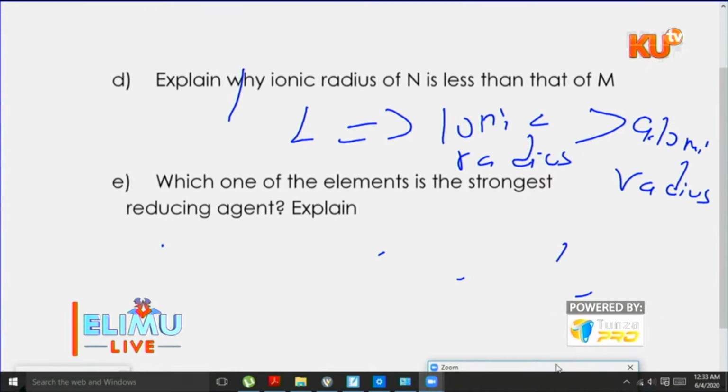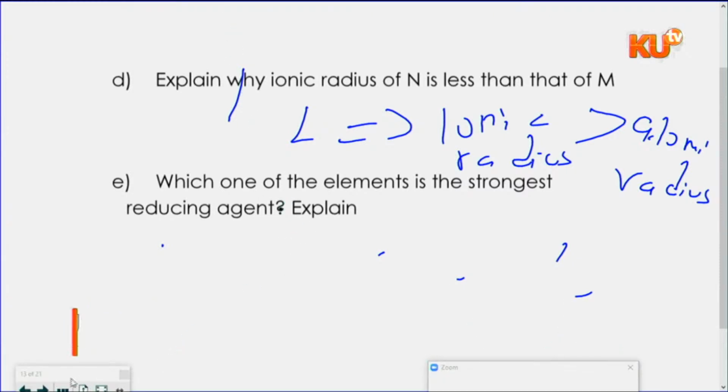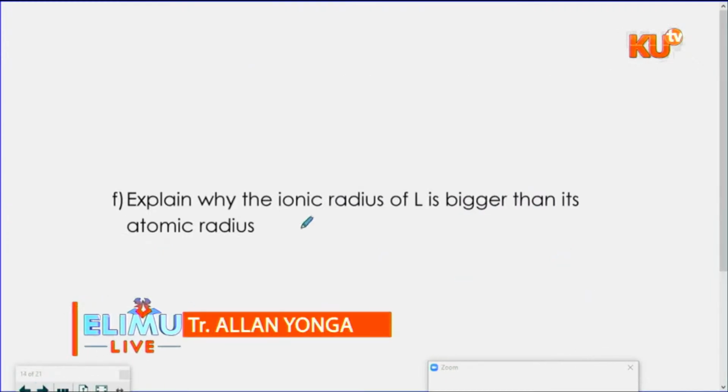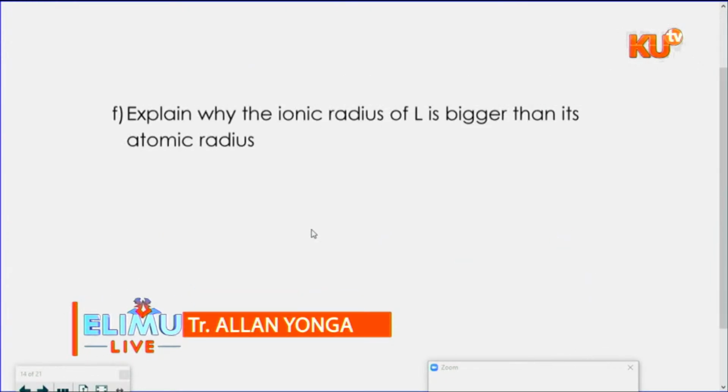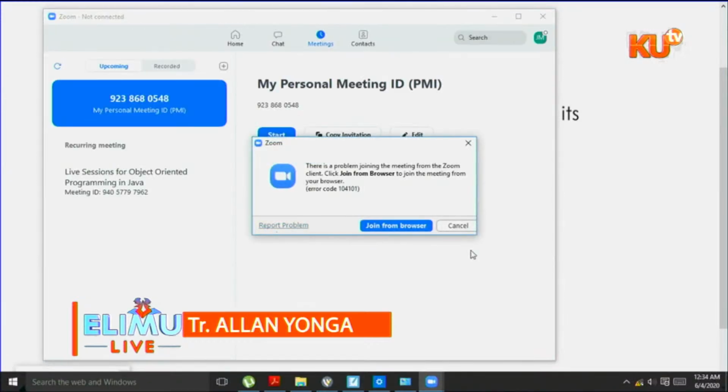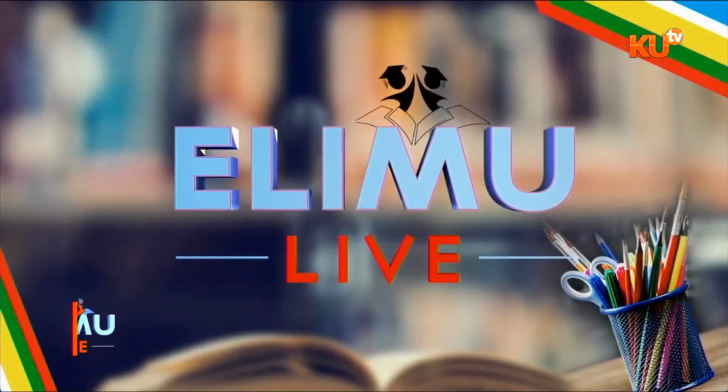Ionization energy is the energy required for an atom to lose the outermost electron. So an element which has less ionization energy is the strongest reducing agent.